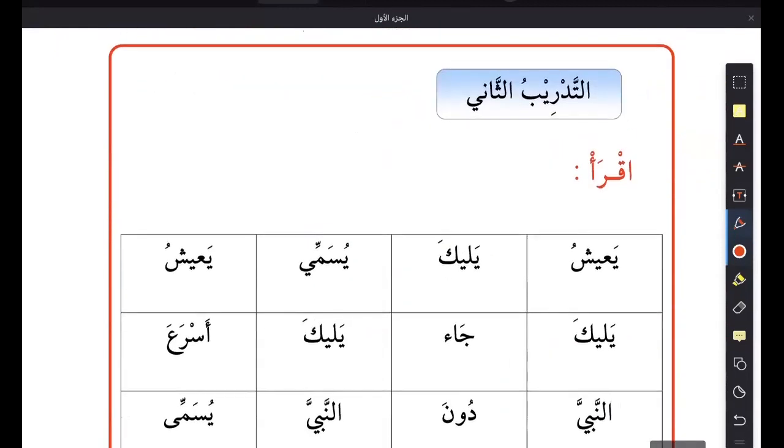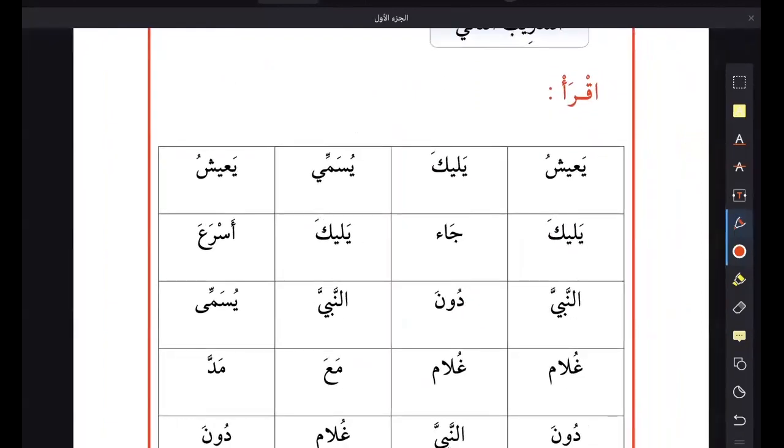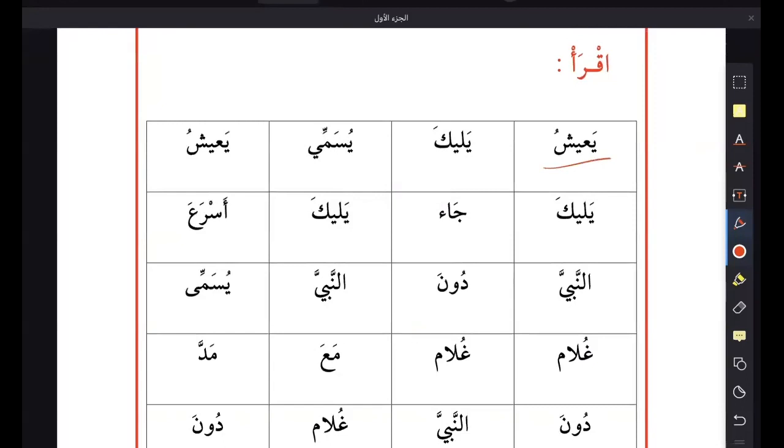So for the next page, we have Atadri Thani, the second exercise. It goes through all the vocabulary that we learned. Yaishu, we talked about this, to live, yali, wala, yali.